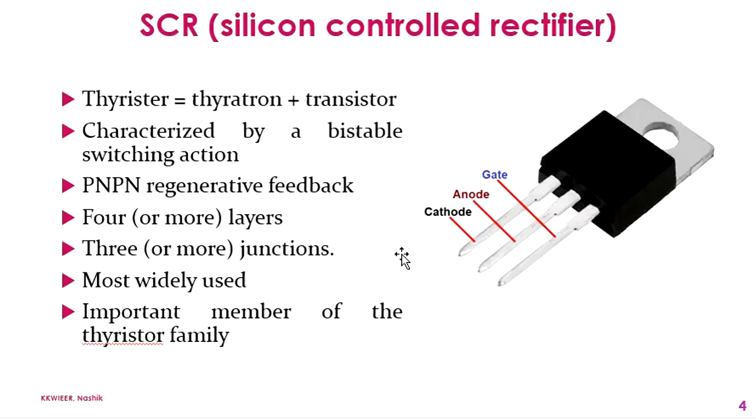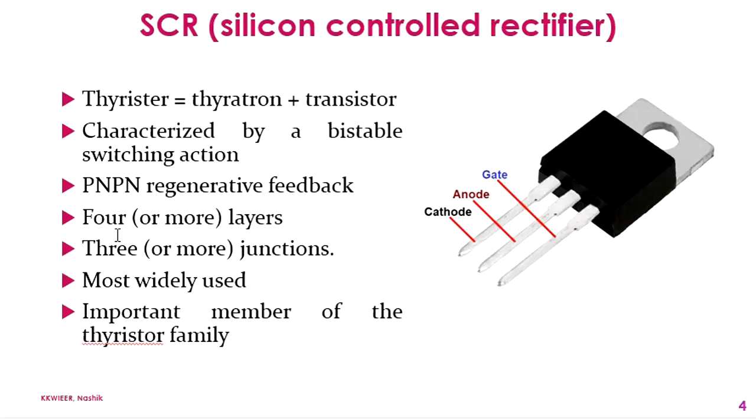What is SCR? It is a silicon controlled rectifier which is characterized by bistable switching action depending upon the PNPN regenerative feedback. After looking at the symbolic diagram of this SCR, you will come to know what is written over here. The generalized name of SCR is thyristor, which is a combination of thyratron and transistor. Thyratron plus transistor, it is a thyristor. Why is it called a thyristor? Because it has similar characteristics to that of a thyratron tube, and it is also a solid state device like a transistor. So it is known as thyristor.